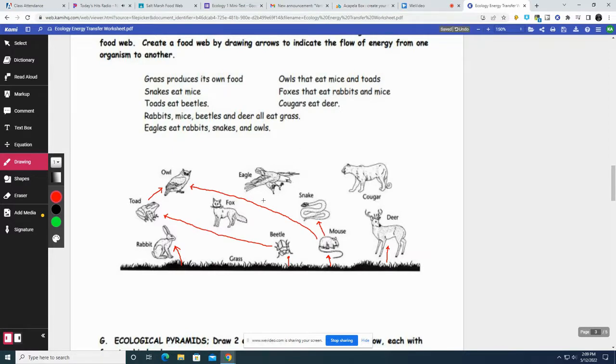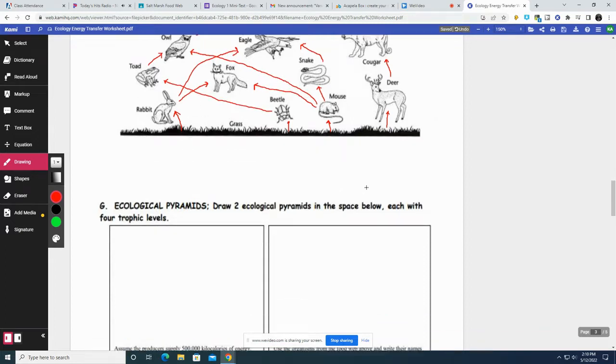Foxes eat rabbits and mice. Cougar eats the deer. What else? How about the eagle? Eagles eat rabbits, snakes, and owls. All right, so you can see nothing eats the eagle, nothing eats the cougar. They're the top level consumers. All right, so that's done.